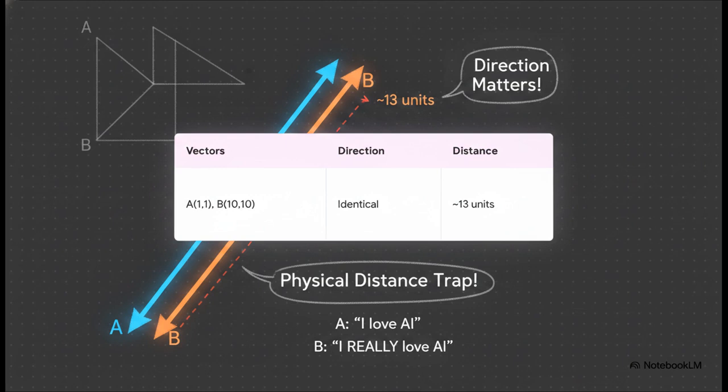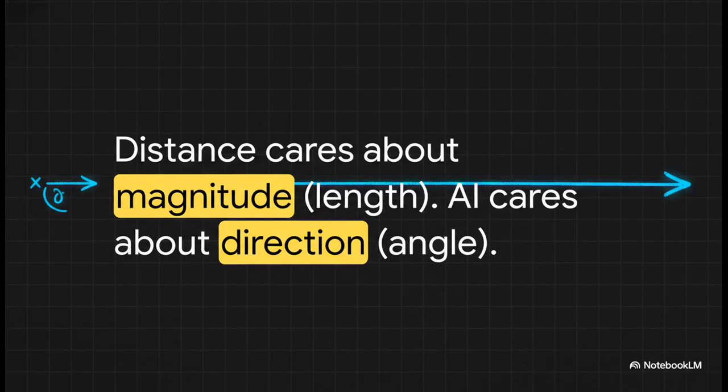Notice what happens with these coordinates. Vector A is at 1, 1, and vector B is way out at 10, 10. They are pointing in the exact same direction. If A is I love AI, B is just a way more intense I really love AI. But their physical Euclidean distance is nearly 13 units apart. If we go by raw distance, they look completely unrelated. Crazy, right? So the absolutely crucial takeaway here is that measuring raw distance is entirely misleading.